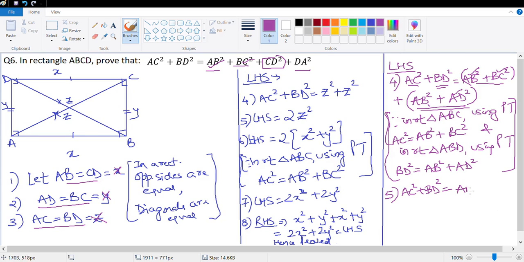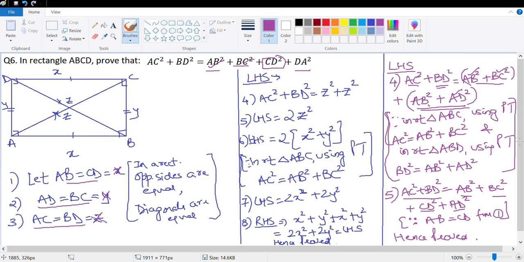So this is AB square plus BC square. I change nothing, and instead of AB square I write CD square plus AD square. Reason: since AB is equal to CD from 1. So hence proved. This is what they wanted us to prove. AC square plus BD square is equal to AB square plus BC square plus CD square plus AD square. Wonderful. Let's look at the next question.